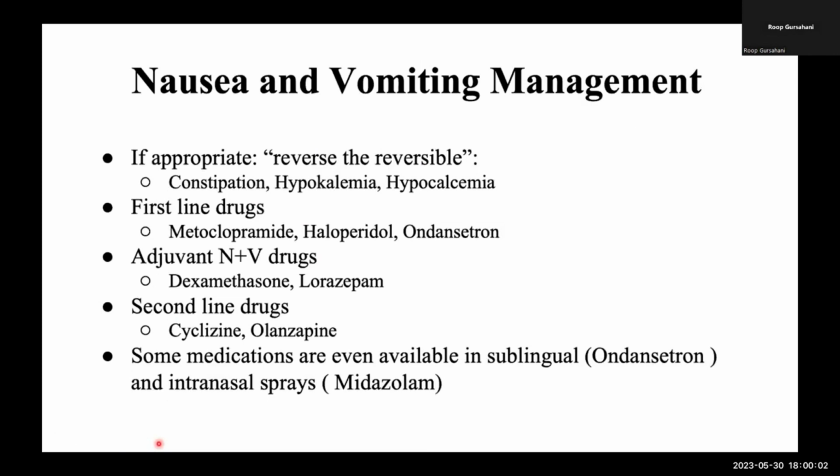Again, in nausea and vomiting, the first line is reverse the reversible. And here the reversible ones are constipation, hypokalemia, and hypercalcemia. Failing that, the first line drugs are metoclopramide, but you can use even haloperidol. Ondansetron may not be strong enough. And then you may need to give them steroids, lorazepam, and other drugs. Olanzapine is a reasonably effective second-line drug.